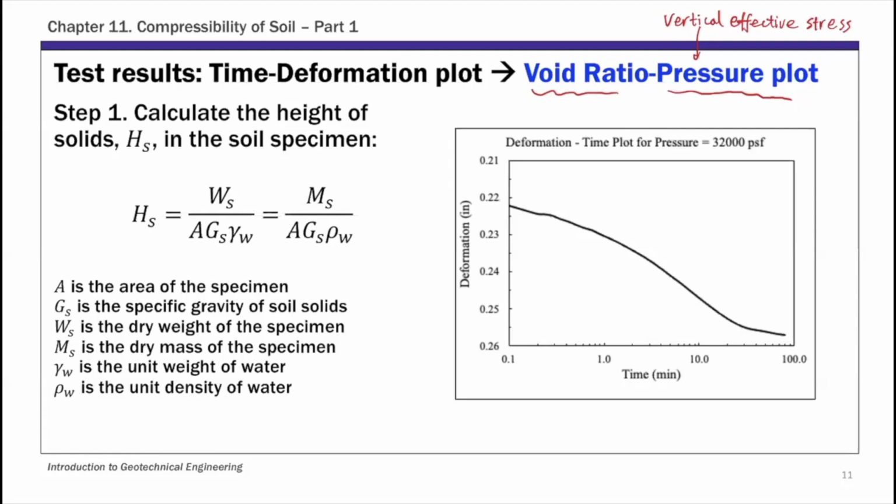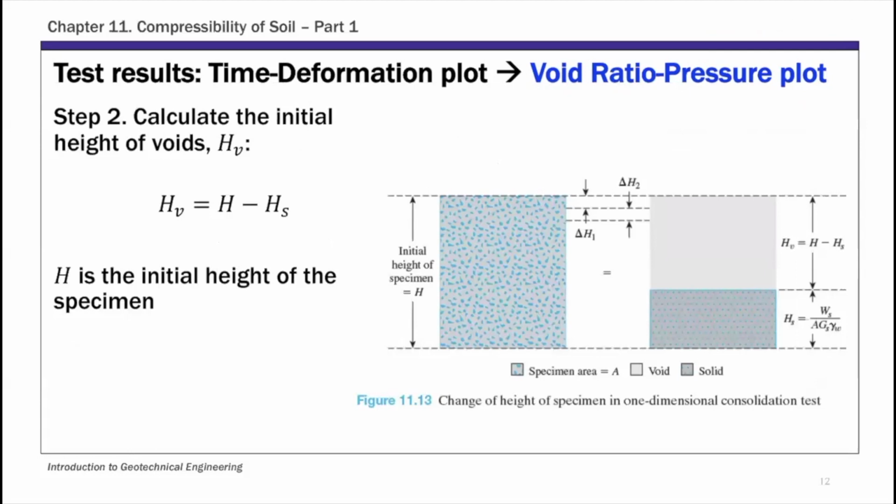For these 5 steps, basically you convert the deformation to void ratio. This red plot here is actually from the phase diagram. If you recall the phase diagram in chapter 3, we're separating the solid and void phase.